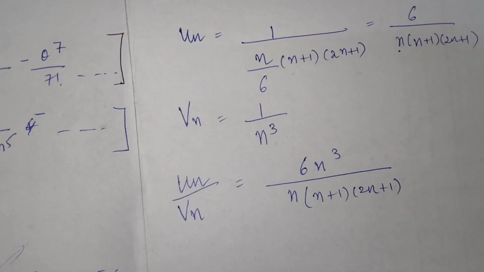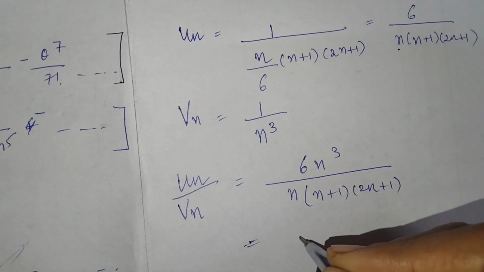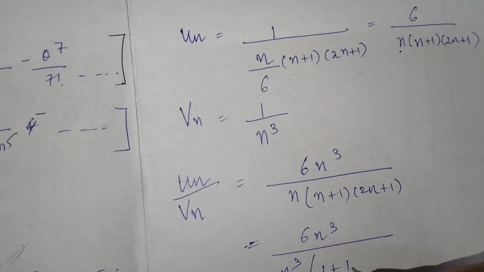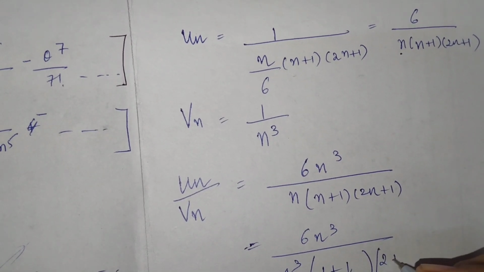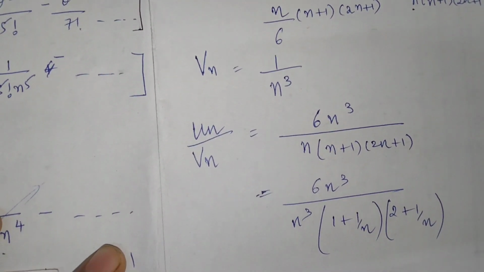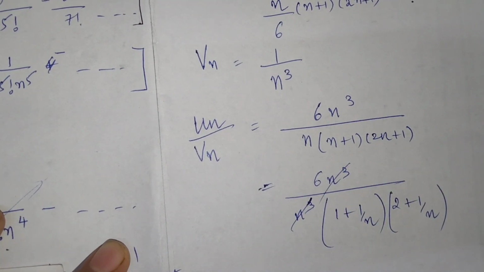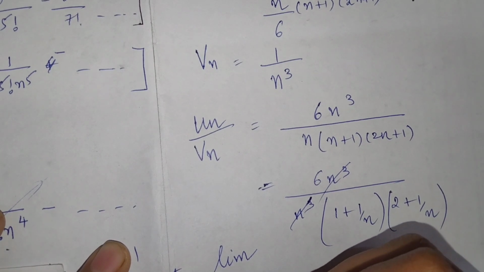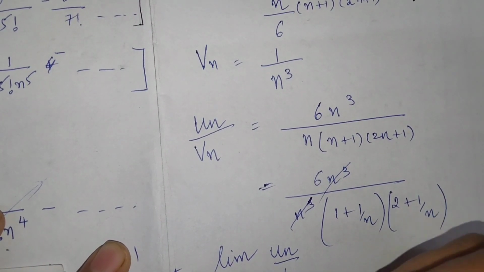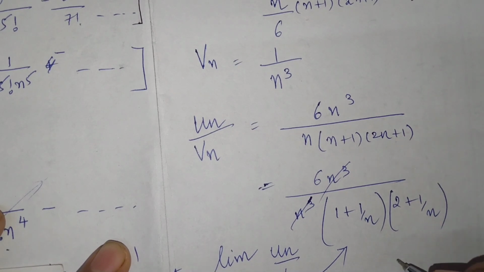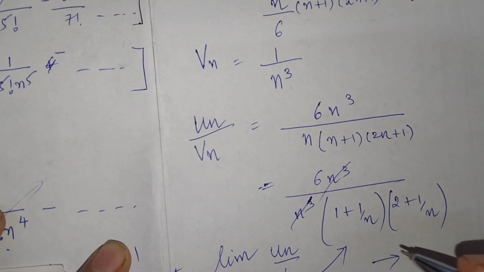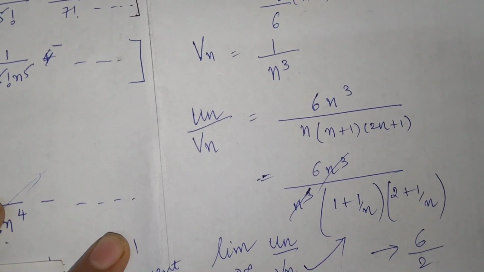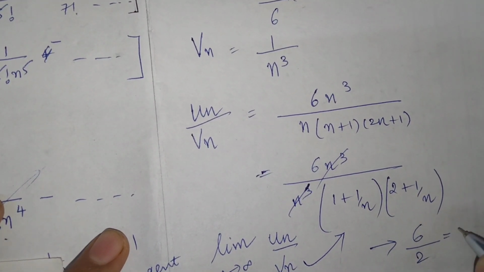Okay? And if we take n cube common from the numerator part, then we will get 1 plus 1 by n and 2 plus 1 by n. Okay, so this n cube and n cube will get cancelled. And now if we put limit n tends to infinity in un by vn, that is in this term, then we will get its answer as, here we will have 6 in the numerator part and in the denominator part 2 will remain. So that is equal to 3.